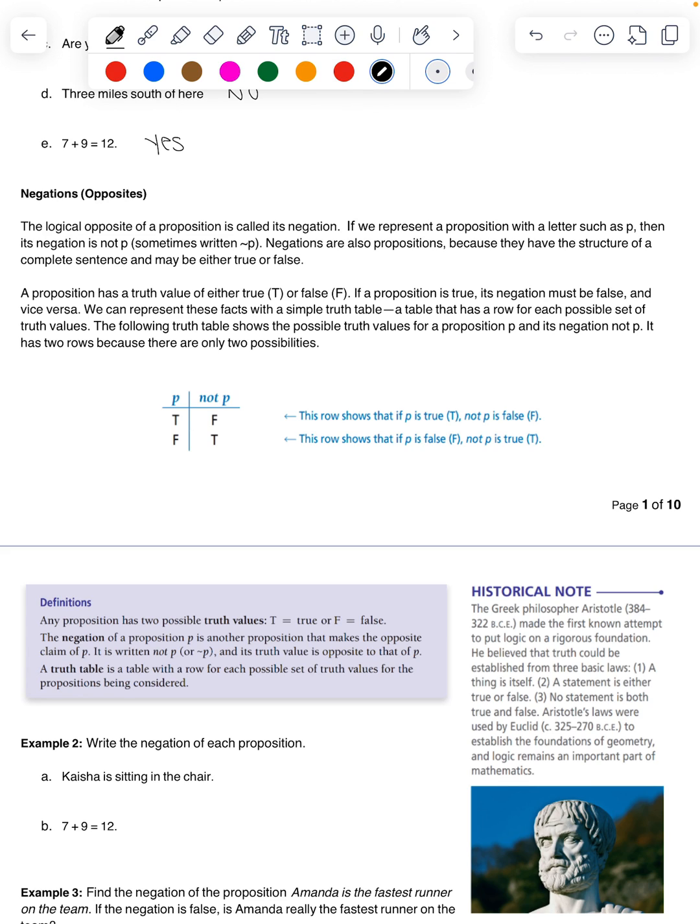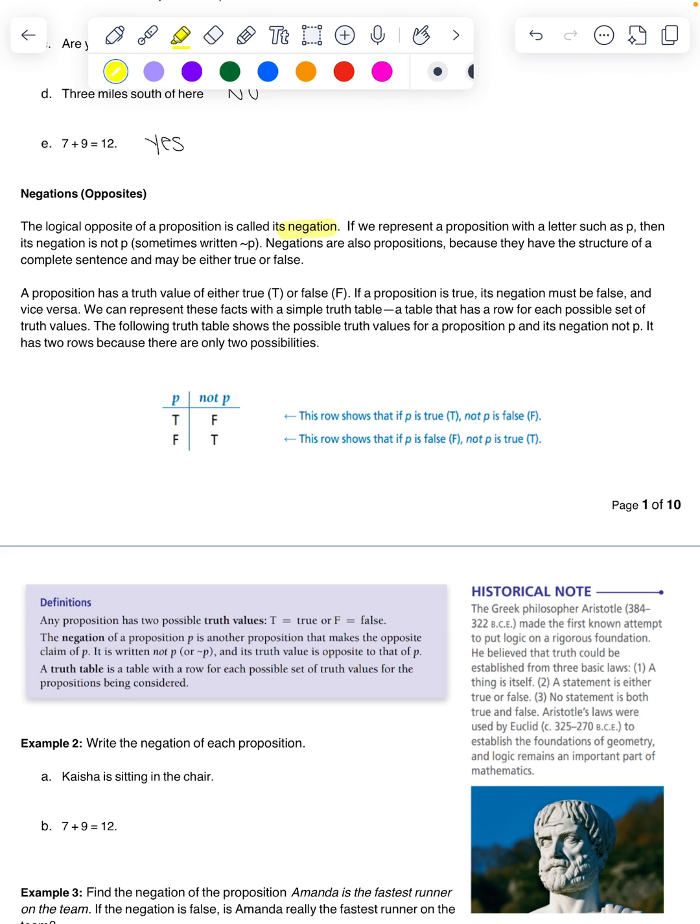So the logical opposite of a proposition is called a negation. And we're going to talk a lot about negations. Negation sounds like the word negative, but it doesn't necessarily mean it's the negative version, because if we already started with a negative, then it would become a positive version. So that's why we're saying it's the opposite.